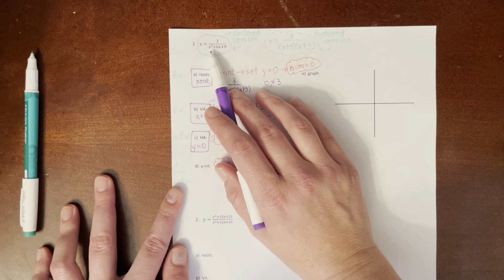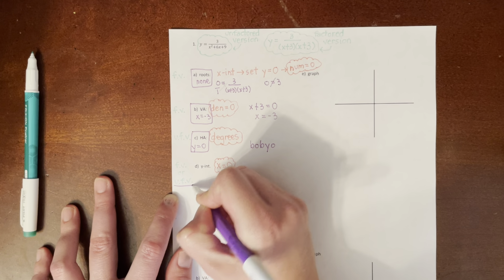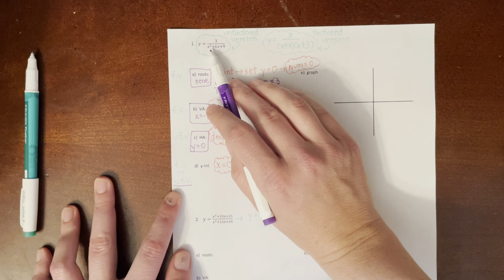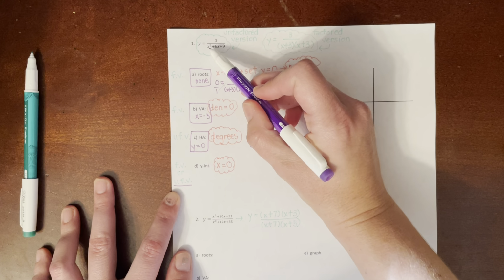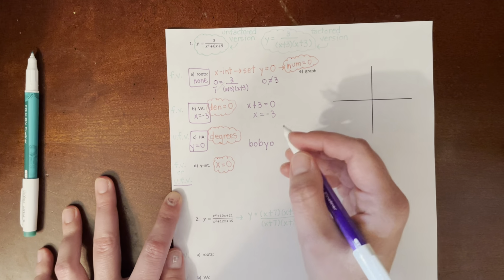Me personally, I usually go for the unfactored version. I'm going to this time, just because typically when you're plugging in 0 for x, look at what happens: 0, 0. Everything basically goes to 0.